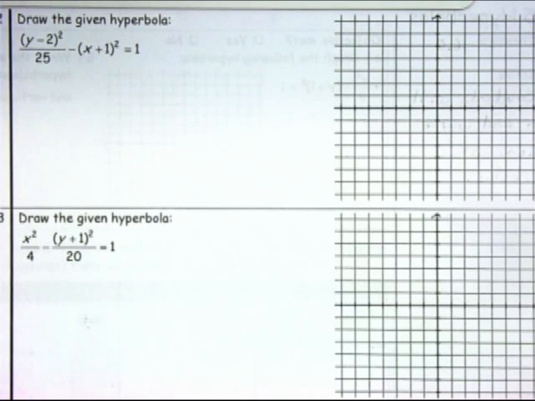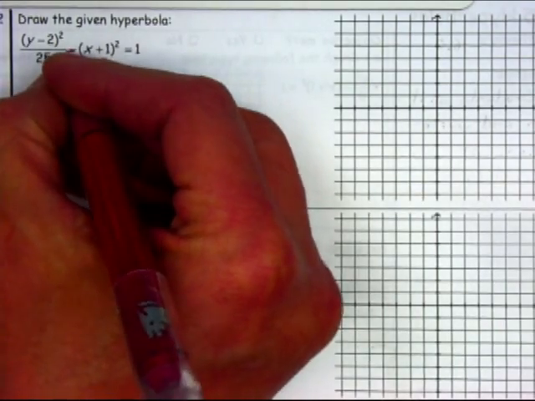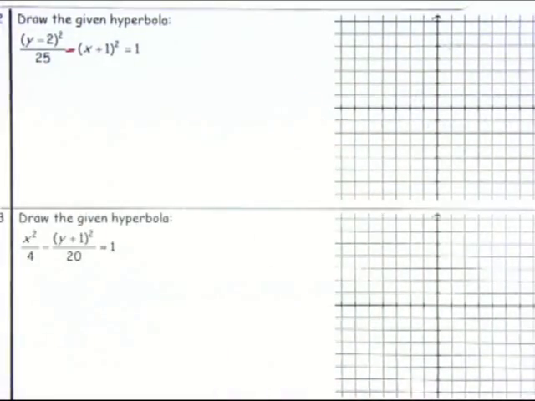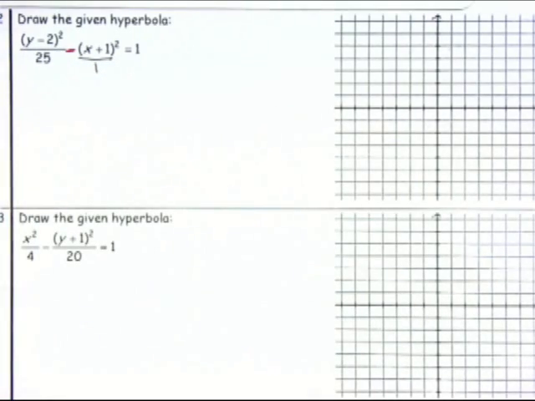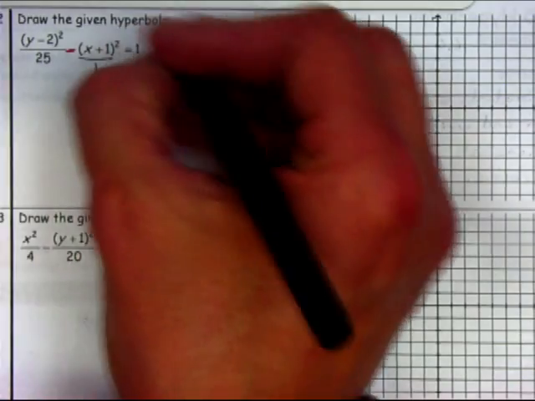Example number 2, we want to be able to draw the hyperbola, and if you notice, this is already in standard form. We know that this is a hyperbola because it has a minus in between. We want to make this a fraction, so we're going to place it over 1.